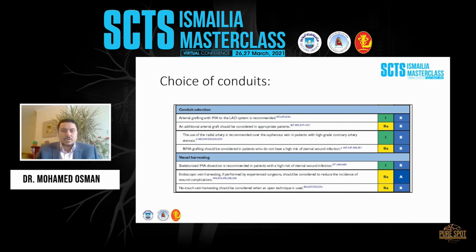In this slide, I'm going to quickly review the class 1 guidelines for choice of conduit. The guidelines recommend using the LIMA to LAD. It also recommends using the radial artery on a high degree stenosis over the vein graft. And it recommends using the skeletonized mammary if there's a high risk of sternal wound infection.